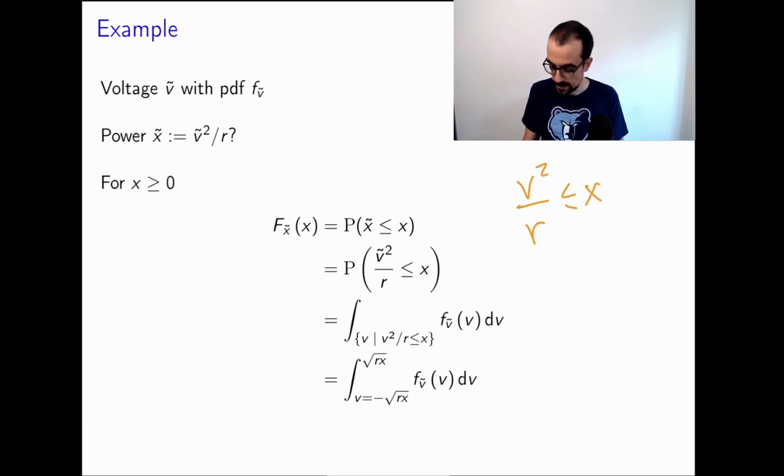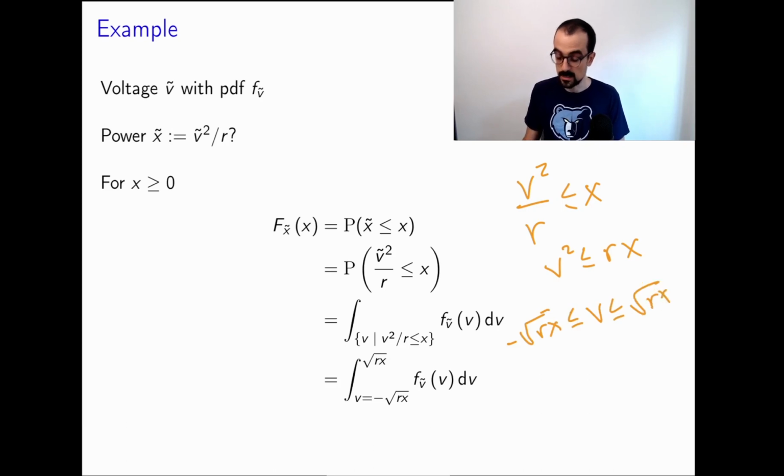When is this going to happen? It's going to happen when v squared is smaller or equal to Rx, and that happens if v is between minus square root of Rx and square root of Rx. And by the way, I really encourage you to do this on your own. Maybe I should have said it at the beginning, but you can always go back and try. So now we're just integrating over this, and that's the value of the CDF.